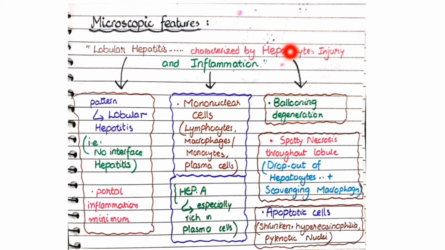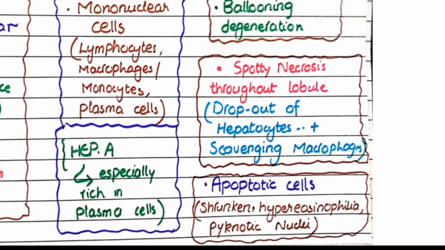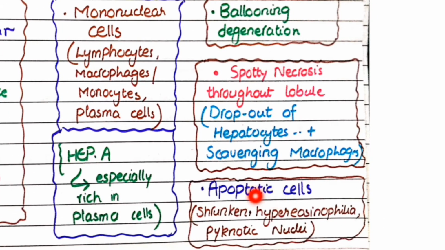Now the third way in which hepatocytic injury can appear is apoptosis. And you already know from your concepts of general pathology that apoptosis appears as a shrunken cell with hypereosinophilia and pycnotic nucleus. Hypereosinophilia means that the cells appear hypereosinophilic. Why? Because the nucleus and the basophilic rough endoplasmic reticulum start to degenerate, which makes the cells hypereosinophilic. And pycnotic nucleus means that the nucleus is in the process of degeneration.